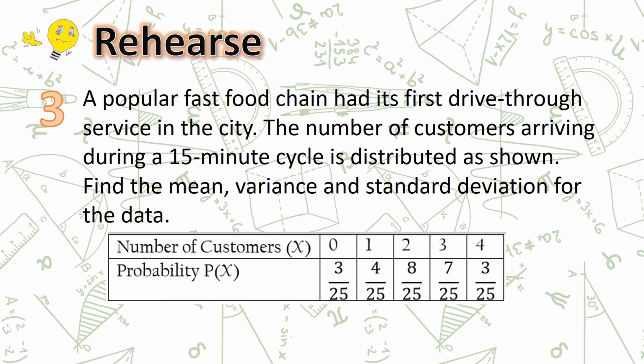Next, number 3. A popular fast food chain had its first drive-thru service in the city. The number of customers arriving during a 15-minute cycle is distributed as shown. Find the mean, variance, and standard deviation for the data. Go!